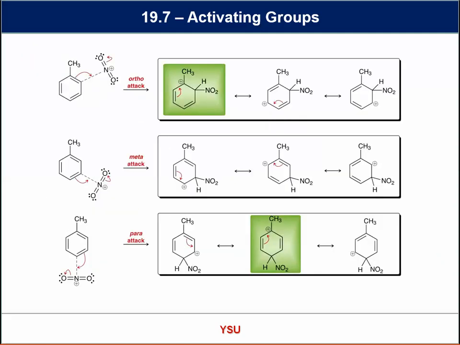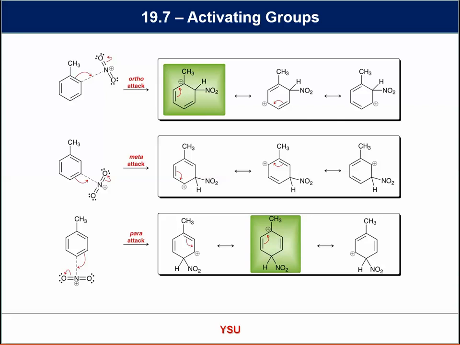So we often draw these types of pictures out where we're looking at the possibilities for each type of substitution. The top we have the ortho, middle we have the meta, bottom we have the para. And if we set this up to add to the ortho position, we can see some of the charge developing next to the methyl group. So you have the boxed in structure at the top, and that shows that some of the positive charge ends up next to the methyl. That's a good thing, because that methyl group will help stabilize by hyperconjugation.